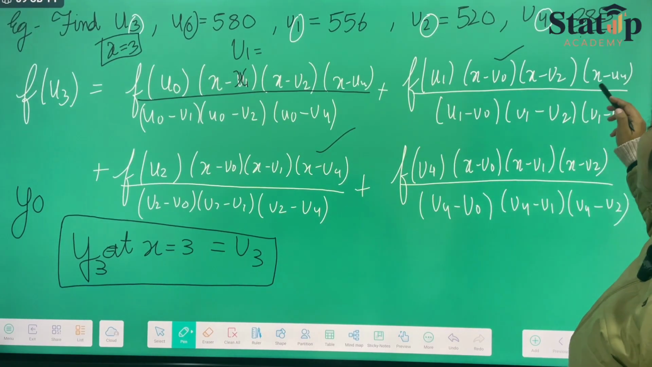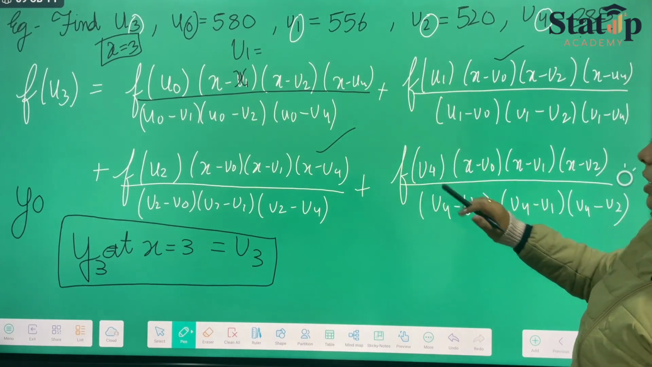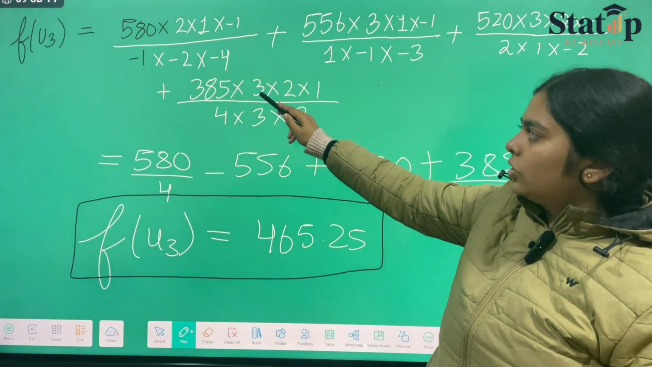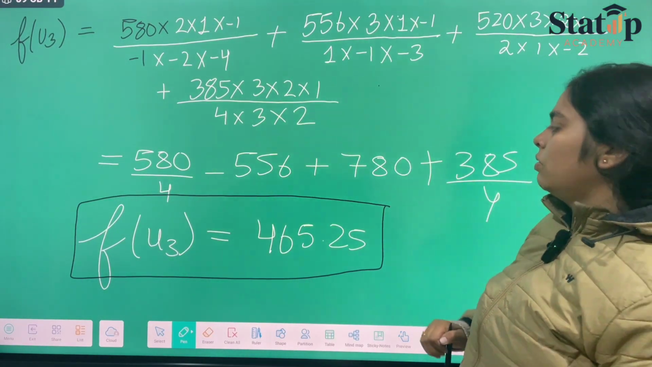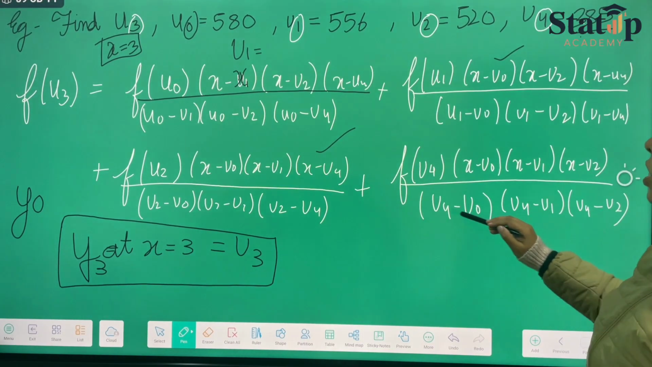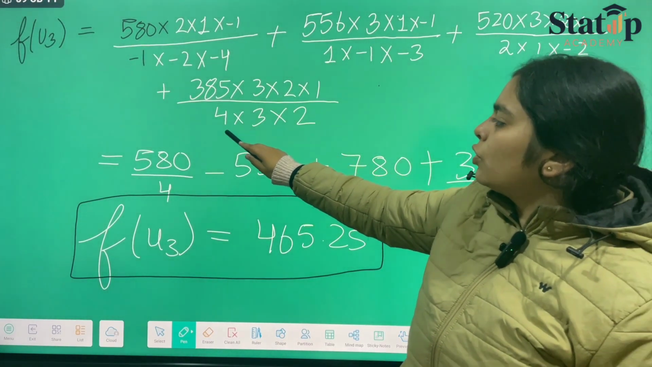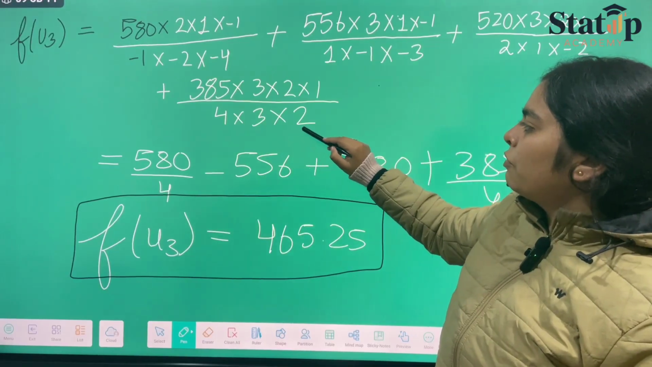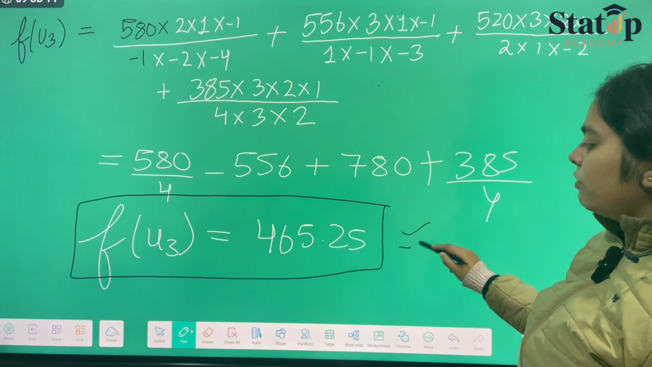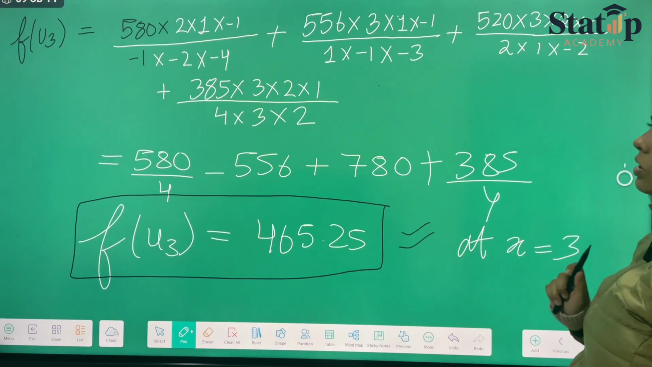Then it is x minus u naught. Now x here is 3. Everywhere x is 3. 3 minus 0, 3 minus 1, 3 minus 2. 3 minus 0, 3, 3 minus 1, 2, 3 minus 2, 1. Upon u4 minus u naught, u4 minus u1, u4 minus u2. So 4 minus 0, 4 minus 1, 4 minus 2. 4 minus 0, 4, 4 minus 1, 3, 4 minus 2 is 2. And hence after calculating, we get 465.25 as the answer at x equals to 3. This is your final answer.